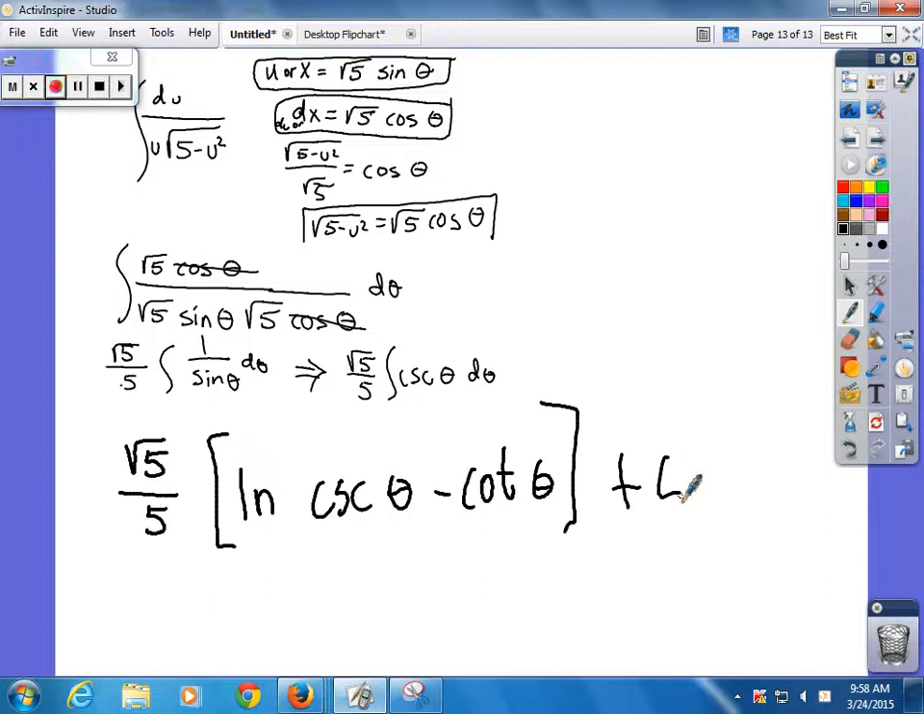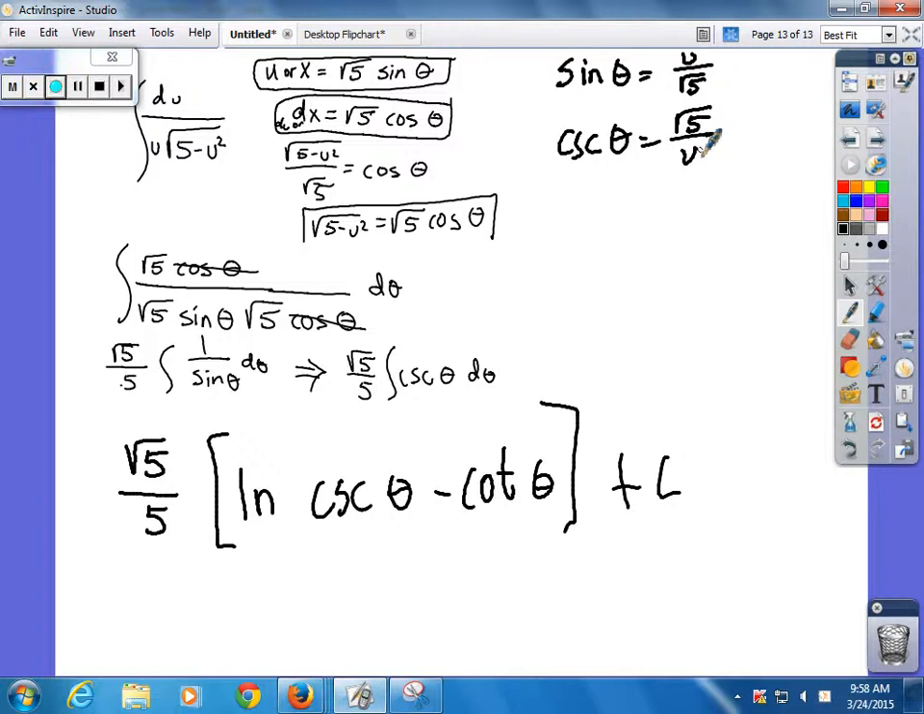And then we need to find the cosecant and the cotangent. Well, the cosecant is the relationship with the sine. Do we have the sine? We've got the sine right here. So the sine of theta is equal to x or u over what? Square root of 5. So the cosecant of theta is equal to the square root of 5 over what? U. So that's that. And then the cotangent. What's the cotangent? 1 over the tangent. We don't have the tangent, do we?